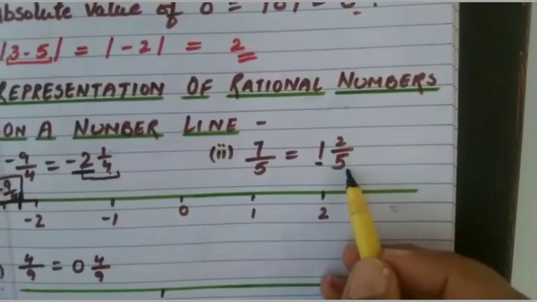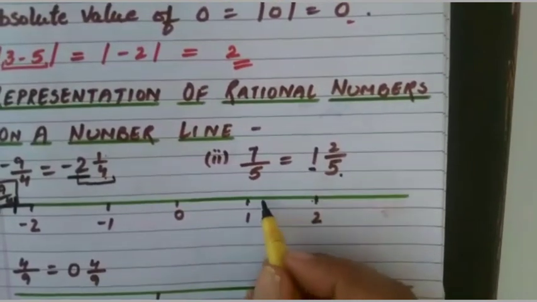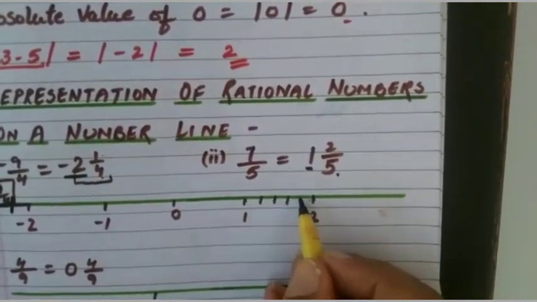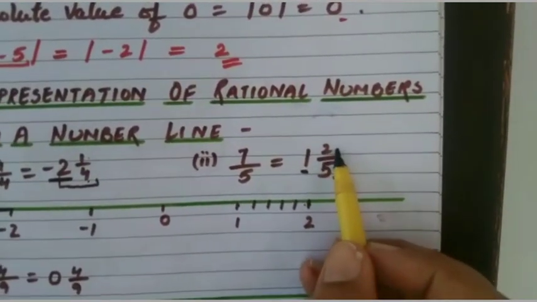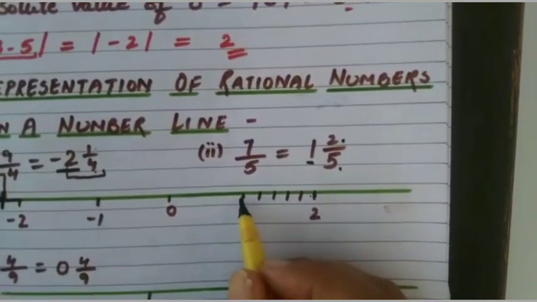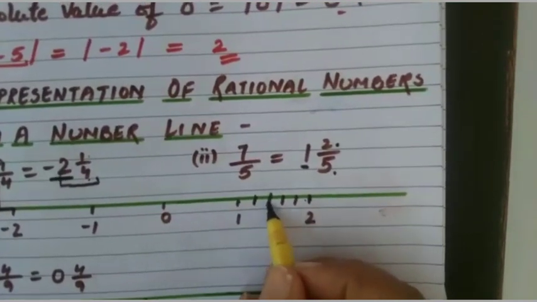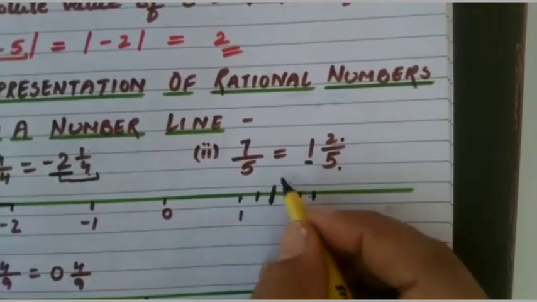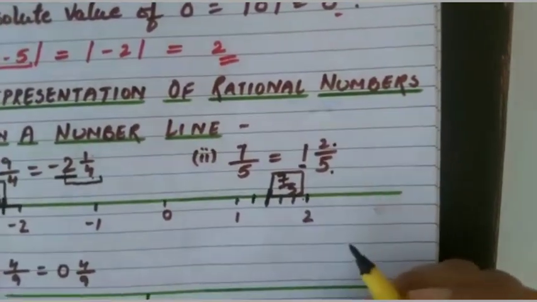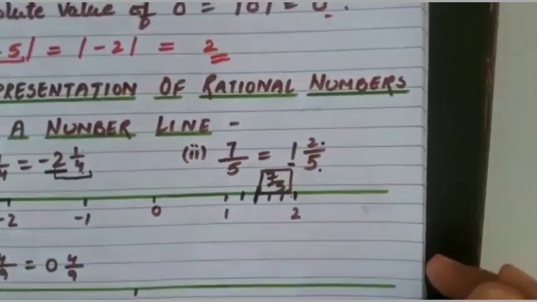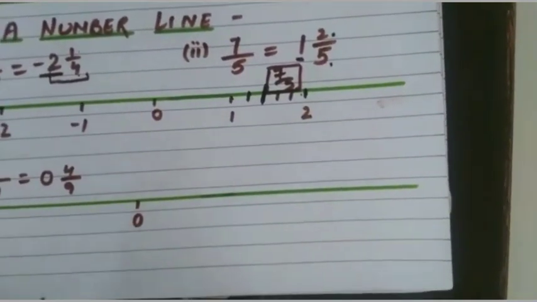Then this denominator will tell us that we have to divide this space into 5 equal parts. That is 1, 2, 3, 4 and 5, this itself. And now the numerator 2 will tell us that our rational number will lie on the second part, first part and second part. So you highlight this properly, and here you show your 7 upon 5 number. So like this you can represent rational numbers on the number line. Just one last example for this number line.